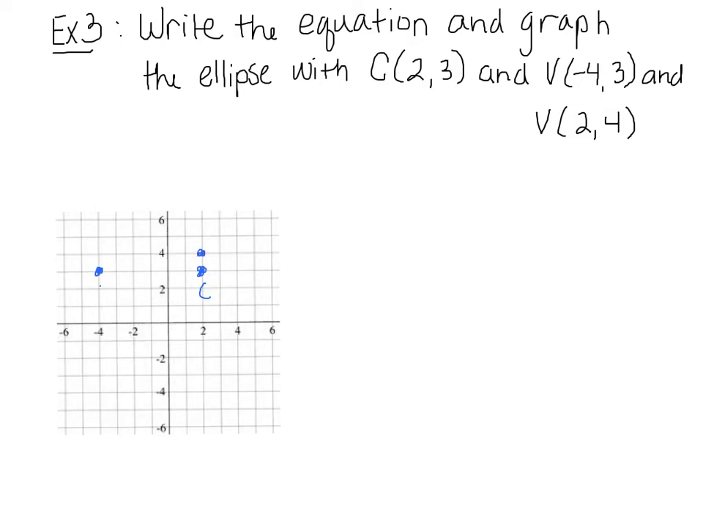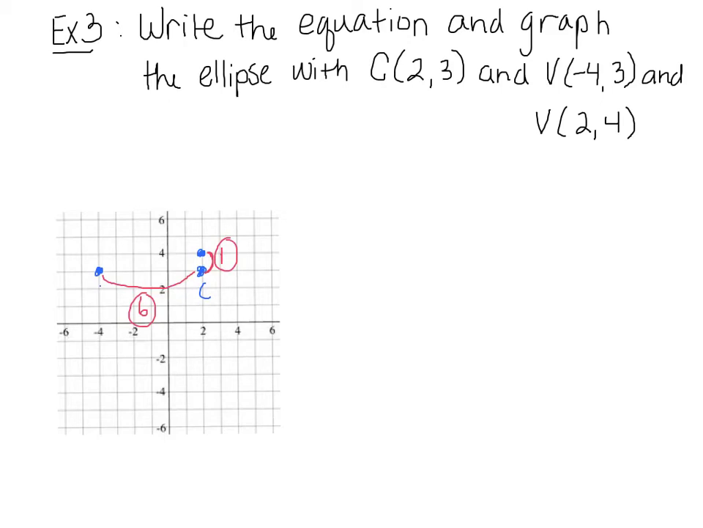Okay, so what I want you to notice is that here's my center, and I have a vertex here and a vertex here. So what I want you to do is count the distance from both of the vertices. So from here to here, there's a distance of 1. From here to here, I have a distance of 1, 2, 3, 4, 5, 6. And those are the numbers that we're going to use for our denominator.